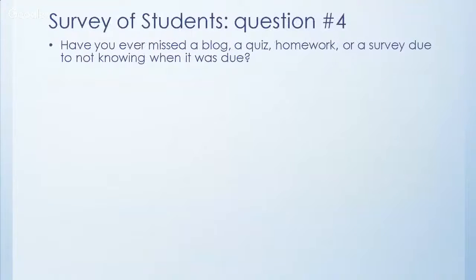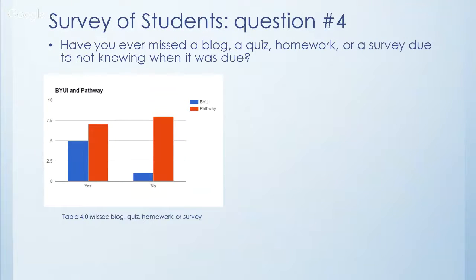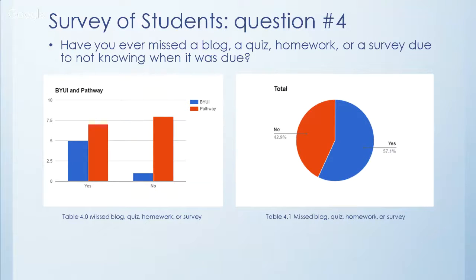And question 4, have you ever missed any assignment at all because you didn't know when it was due? Both Pathway and BYU Idaho students said yes, they had missed an assignment because they didn't know it was due, but most Pathway students said they had not. And a total of all, 57% had missed a due date, and 43% had not missed any due dates. Those are good ones.